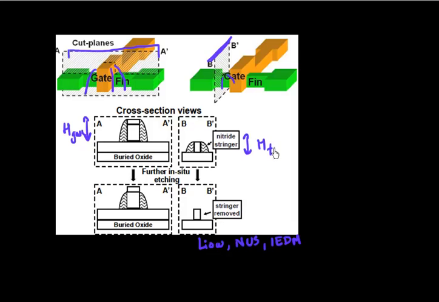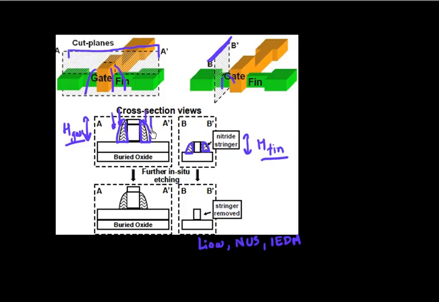So what I get is a spacer wrapping around my gate, and I also get a spacer wrapping around my fin. But remember, my gate height is now much taller as compared to my fin height. Then I do an etching process, so I try to etch this spacer from the top.